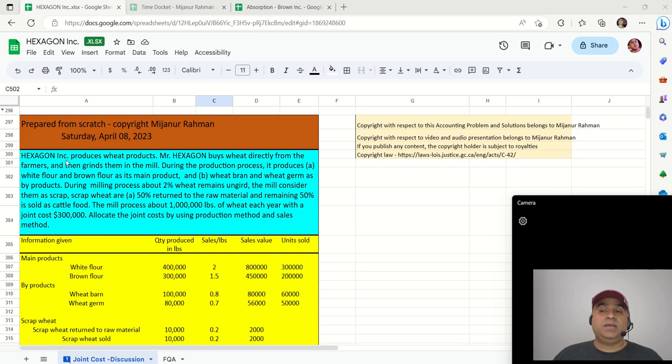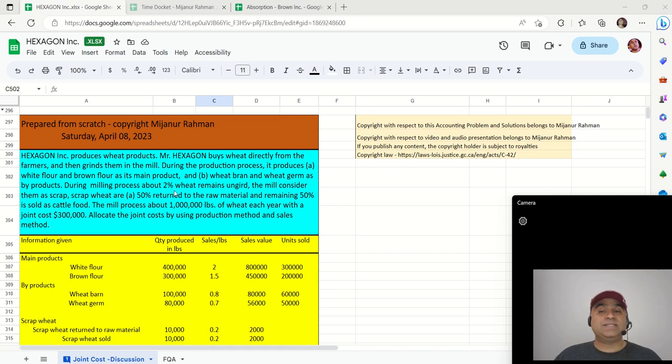The company Hexagon Inc. produces wheat products. Mr. Hexagon buys wheat directly from the farmers, then grinds it in the mill. During the production process, it produces main products and byproducts. The main products are white flour and brown flour, and the byproducts are wheat bran and wheat germ.